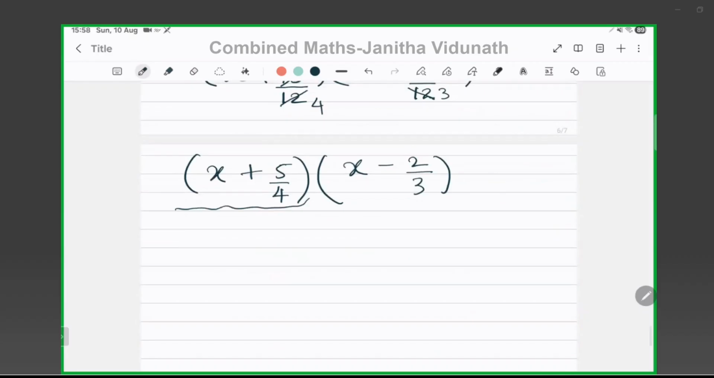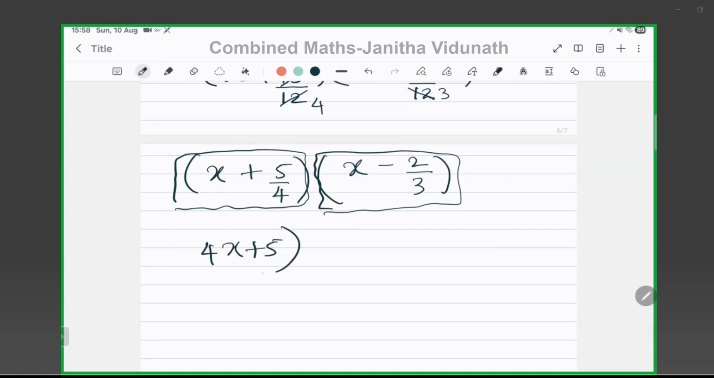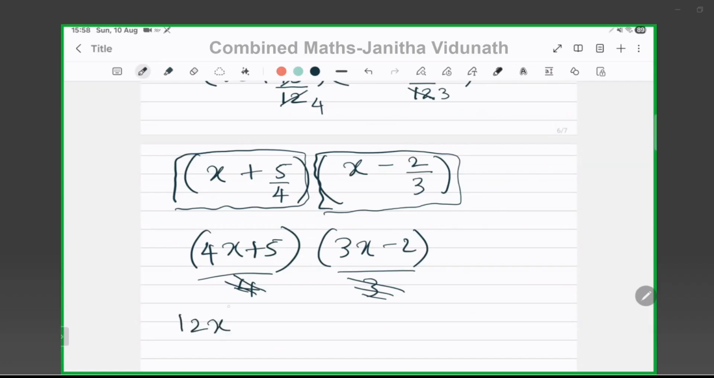Then we get the common denominator for this and the common denominator for this separately. Then we get 4x plus 5 and 3x minus 2. Then we ignore those denominators. So in one step we can get the factors of this as 4x plus 5 and 3x minus 2. Okay, I hope you all understand that short trick.